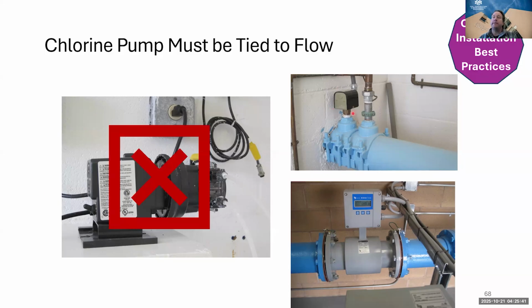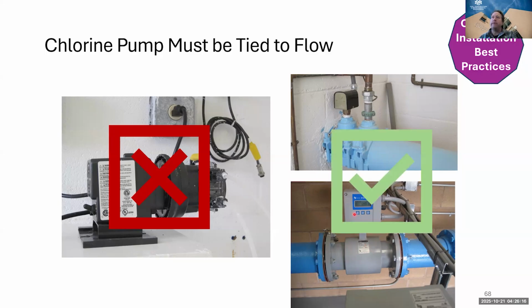Instead, what we want to see is it tied to flow. Over here in this example, the chlorine pump is tied to a paddle switch. When there is flow in the pipe, that paddle switch triggers and closes that electrical circuit, which turns on our chlorine pump. In this example on the bottom, again, the chlorine pump is tied to a signal output from this flow meter. There has to be flow in this pipe for the flow meter to send an electrical signal to close the circuit and turn on the chlorine pump. So this is what we like to see, tied to flow.